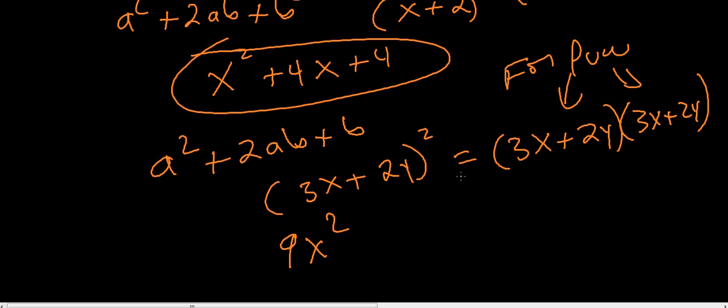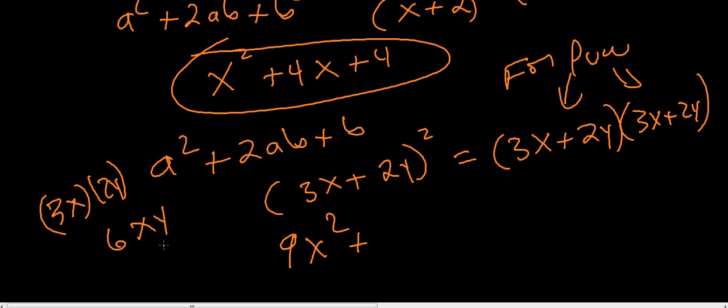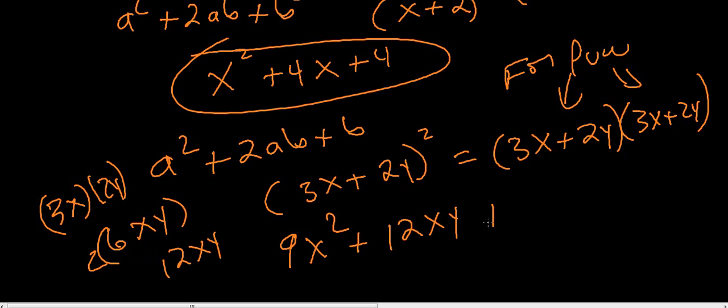But to use the formula, you take your first term and square it, which would be 9x squared. Then you multiply the two terms and double it. So 3x times 2y is 6xy, then you multiply that by 2, you get 12xy. Then you square your last term, which would be 4y squared, and that's your answer.